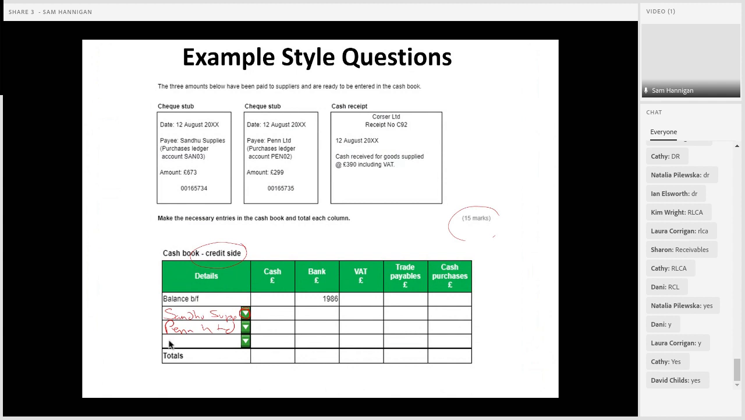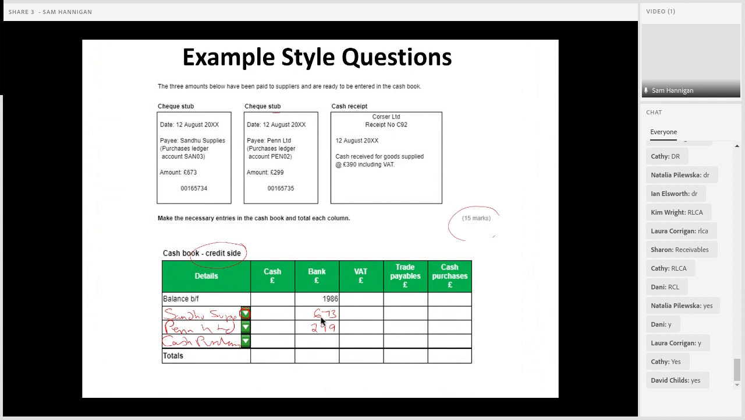Now I would put there cash purchases. If there's not a cash purchases option, it could just be purchases, or it could be Corsa Limited, but I would go with purchases or cash purchases on that one. Then enter the amounts in. If it says check stub, you can't write a check and have it clear through a cash account, can you? So it's got to be a bank account. So you've got 673 and you've got 299.